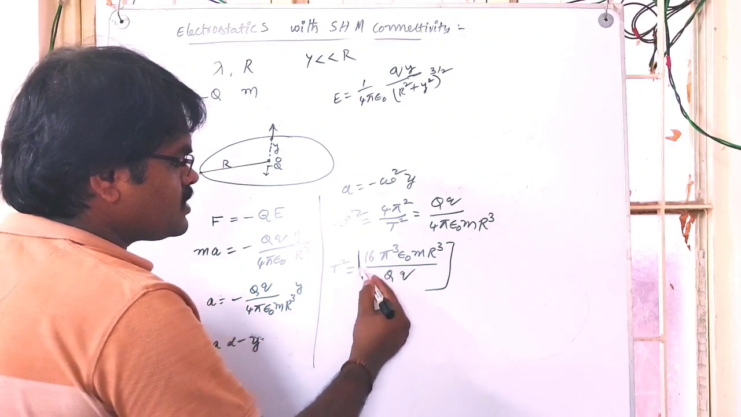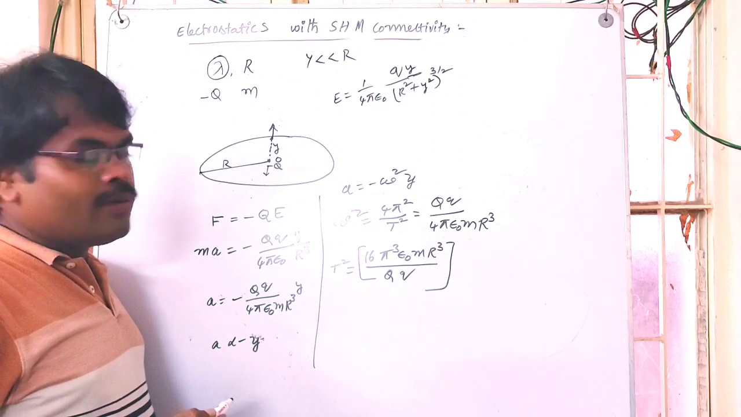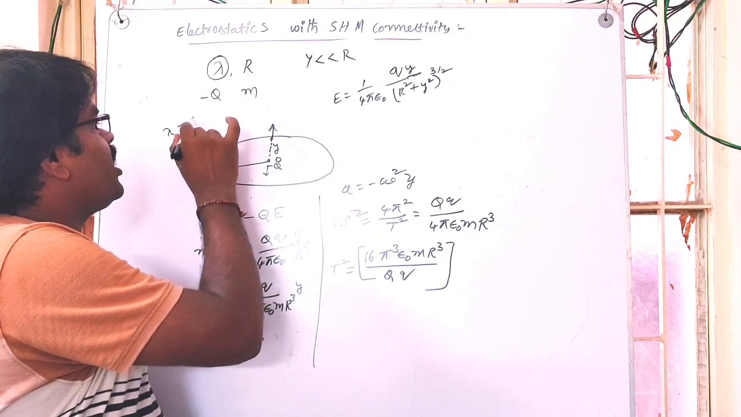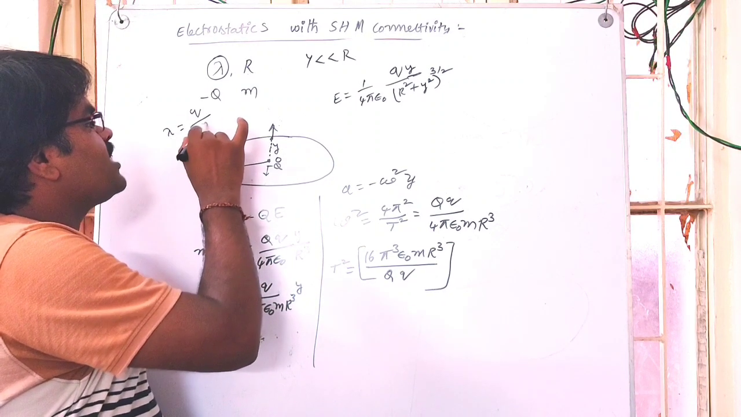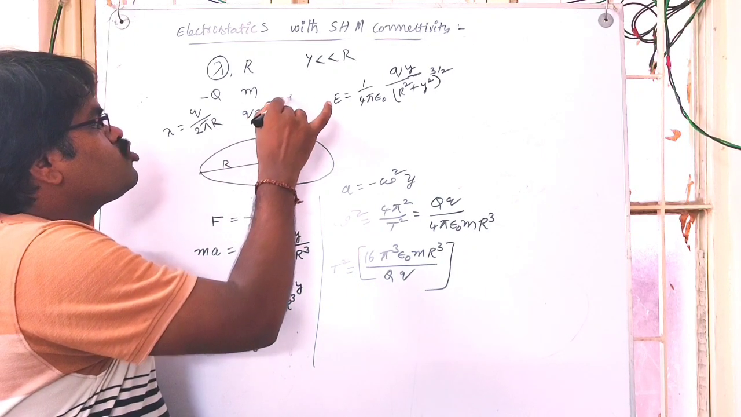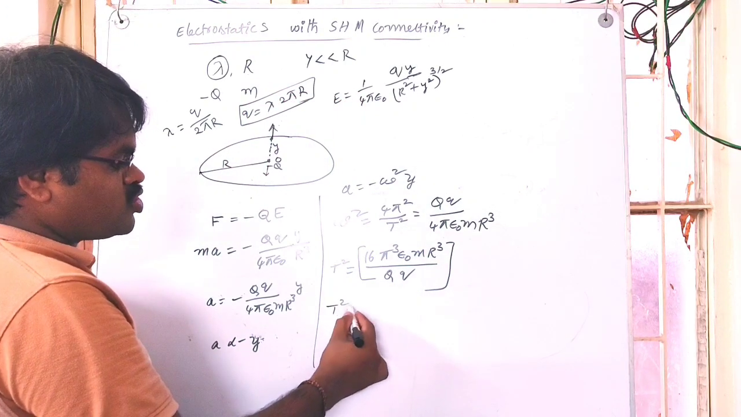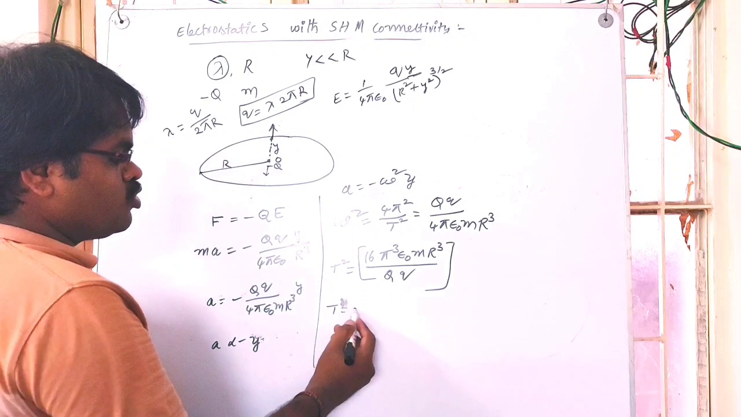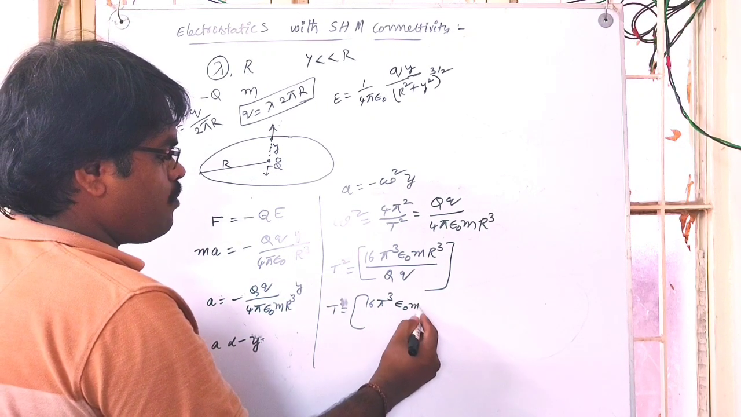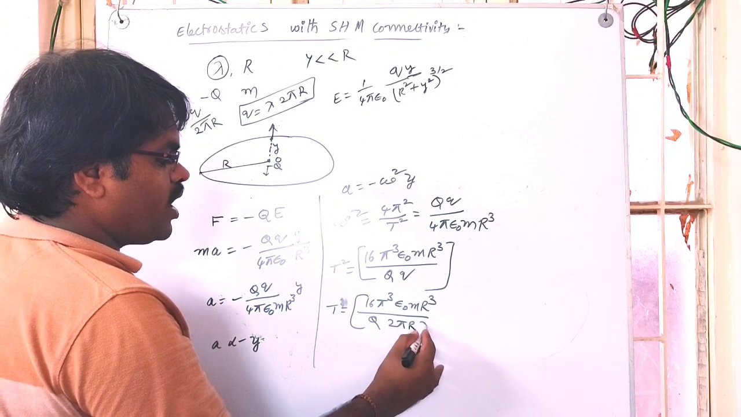But here the charge is not given. But what is given? The charge density. Charge density is equal to Q by 2 pi r, the circumference of the ring. Then Q is equal to lambda into 2 pi r. Then the Q value is substituted. Then T square is equal to 16 pi cubed epsilon naught m r cubed by Q, into 2 pi r lambda.